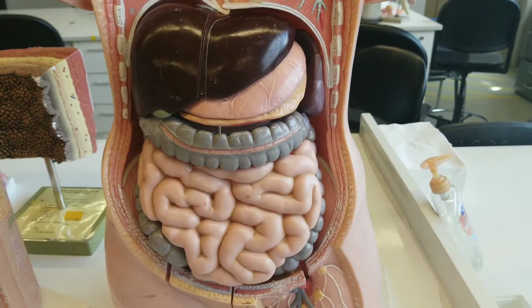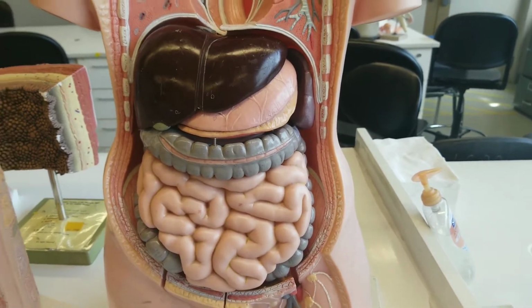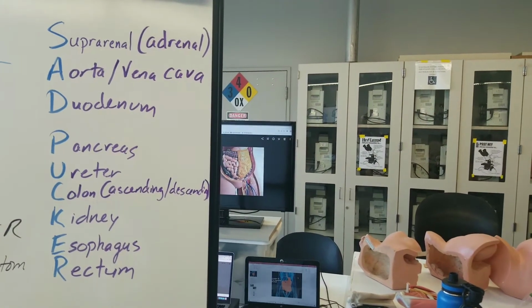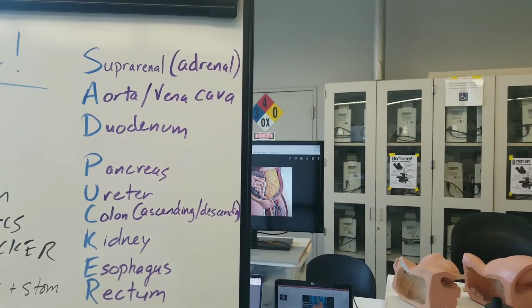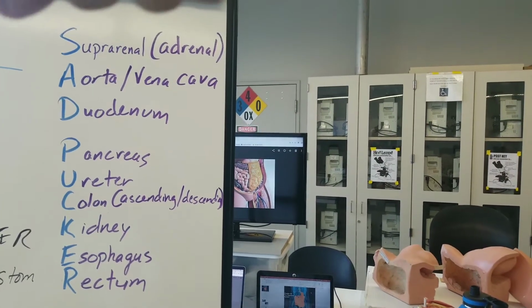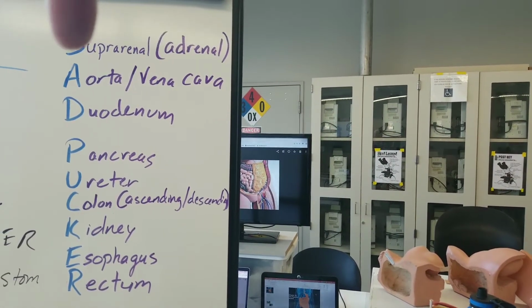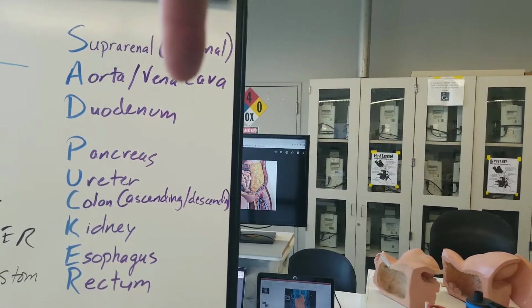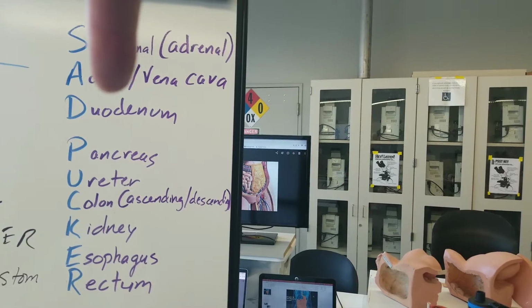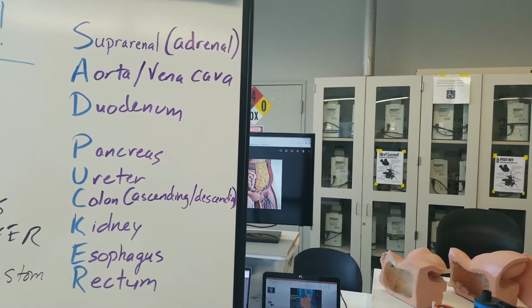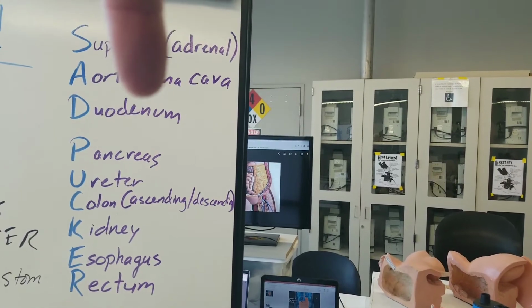To remember which ones are retroperitoneal, use this mnemonic. SAD PUCKER. Suprarenal or adrenal means the same thing, so you probably know it better as the adrenal gland. Aorta and vena cava, the largest blood vessels leaving the heart and going into the heart. The duodenum, the first part of the small intestines. The pancreas, which feeds into the duodenum.